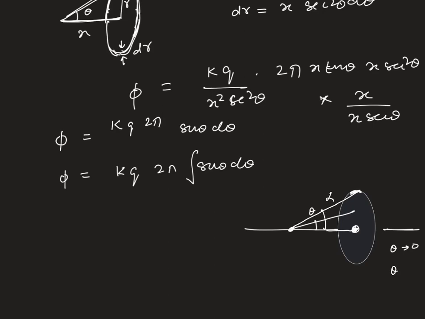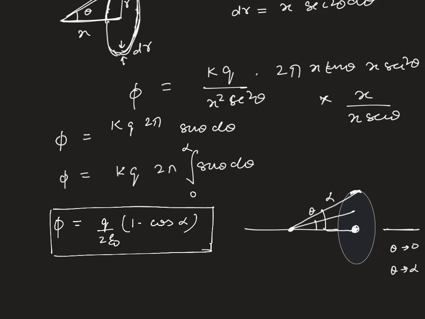So what are the values of theta in which we are integrating? We are integrating from 0 to alpha. The smallest angle is 0 and the largest angle is alpha. So we are simply going to write 0 to alpha. And that becomes equal to, if you simply substitute the value of k with 1 by 4 pi epsilon naught, q upon 2 epsilon naught into 1 minus cos alpha. And this is the flux of the charge through the ring, this charge q through this ring area.